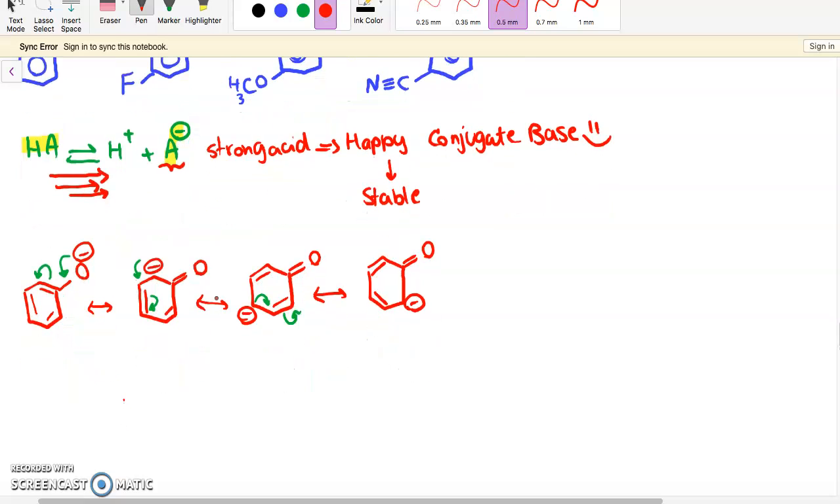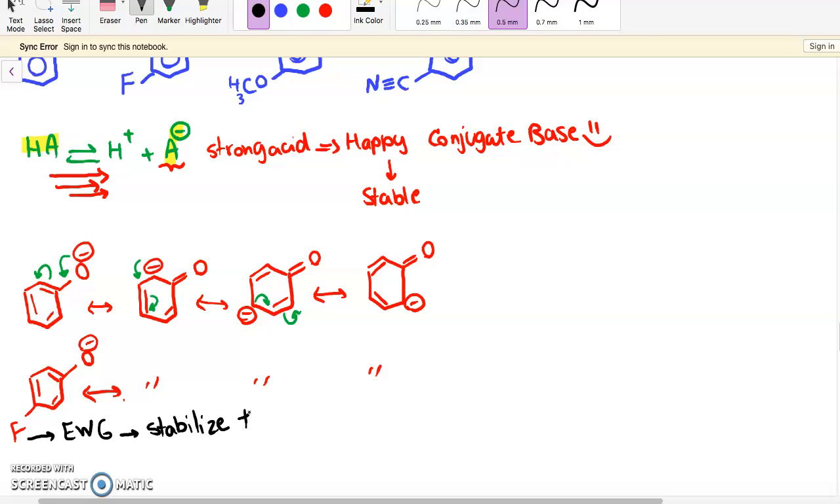Now let's look at the second one. So on the second one, we have a fluorine here. So I can still draw all these resonance structures same as above. So that's stabilized, but what's special about fluorine? What do we know about fluorine? So fluorine, remember, is an electron withdrawing group. So it's actually going to stabilize that negative charge even further by pulling the negative charge towards itself. So right there, I know that this conjugate base is more stable than the first one, which means that the acid is going to be stronger.